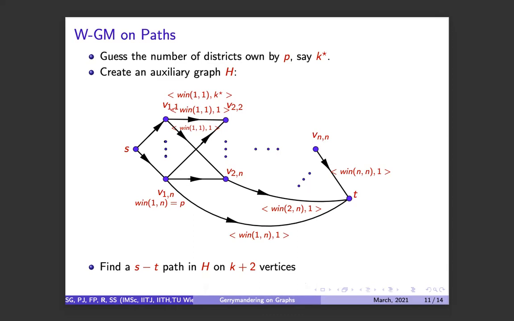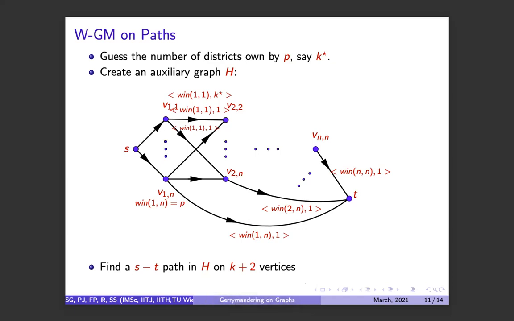Each of the k vertices on this path corresponds to some district in the graph G. Since we have drawn the arcs in this fashion, with an arc from V_ij to V_(j+1), r, whenever a district is ending at j, the next vertex on this path must correspond to a district which is starting at the very next vertex in your graph G, right?